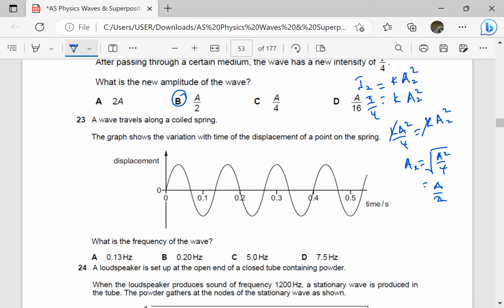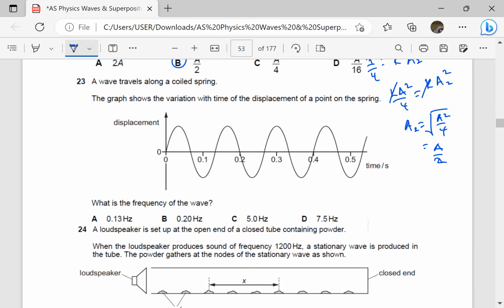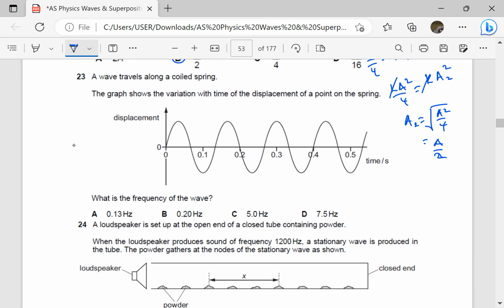The wave travels along a coiled spring. The graph shows the variation with the time of the displacement of a point on the spring. What is the frequency of the wave? So this is displacement against time. So the period is going to be, let's say, from 0 to 0.2. We have 1, 2, 3 cycles. So 3 cycles have time of 0.4 seconds. That means one cycle will have time of 0.4 divided by 3.